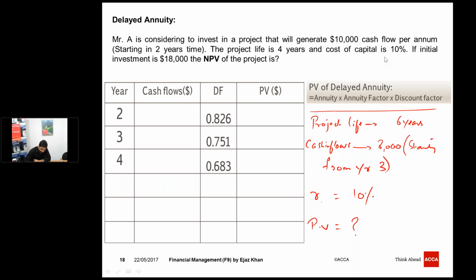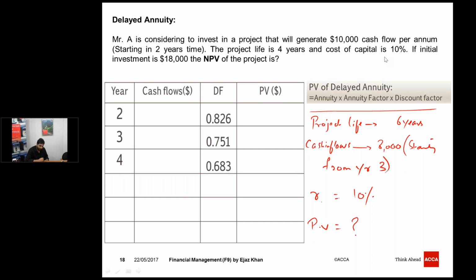So the annuity is 8,000. Cost of capital is 10%. So we'll go back to the annuity table. At 10%, and since we are going to receive 4 cash flows, we'll get the 4th year annuity factor, that is 3.170. So this is the annuity factor.